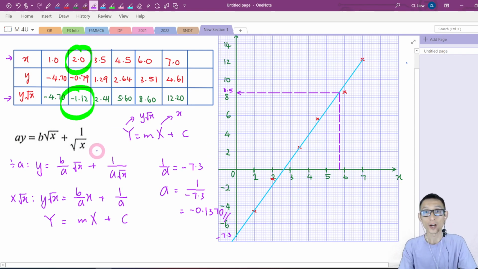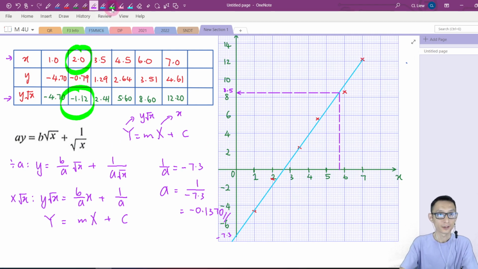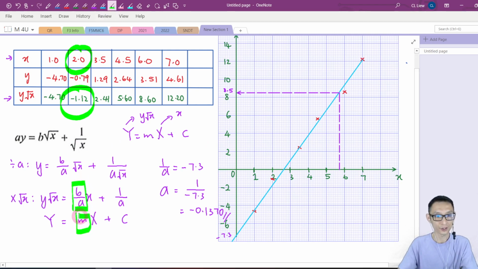Now, we want to find the value of B. This is a gradient, right? So you need to calculate the gradient of the graph here. You can choose any 2 points that you think are easier for you to calculate the gradient. So you can draw a right angle triangle here and then calculate the vertical distance and the horizontal distance and find the gradient. But if you are using this method, you have to be more careful.